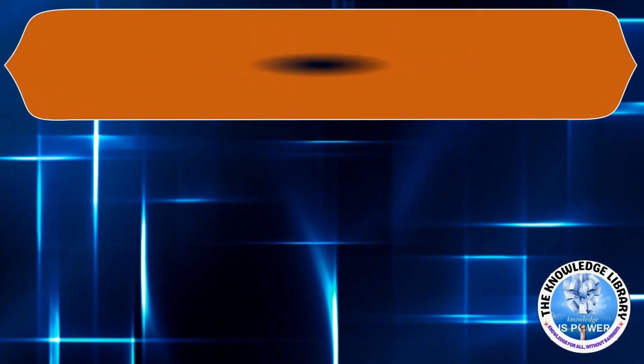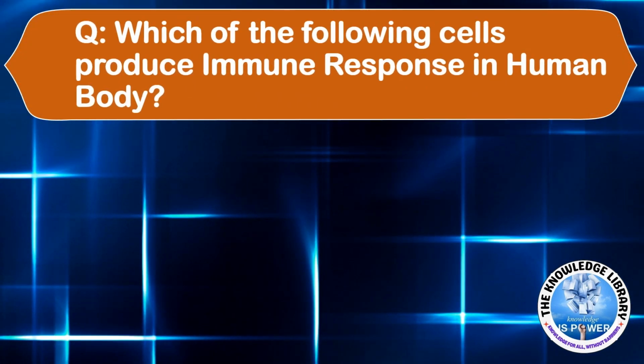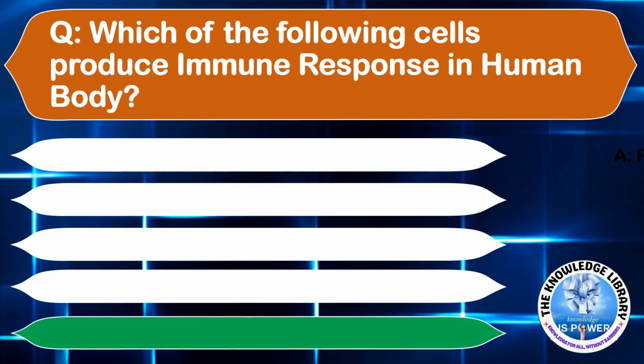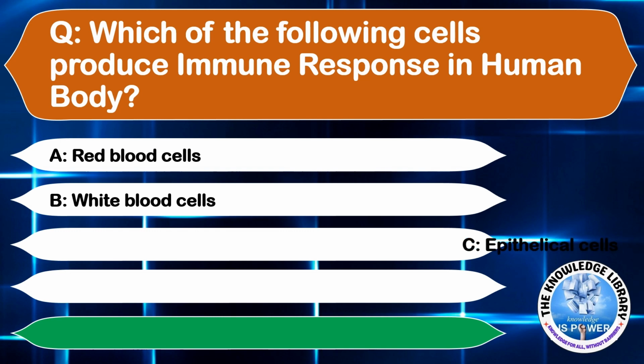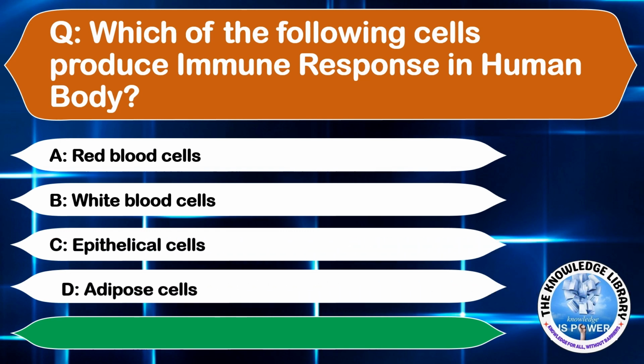The next question is, which of the following cells produce immune response in human body? A. Red blood cells. B. White blood cells. C. Epithelial cells. Or D. Adipose cells. The correct answer is option B, white blood cells.